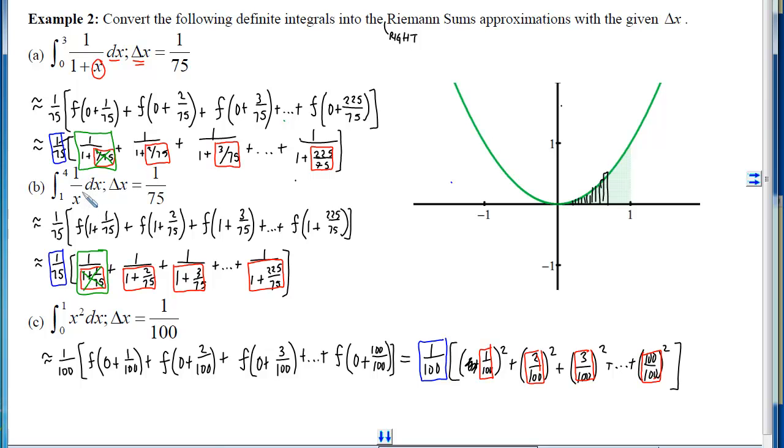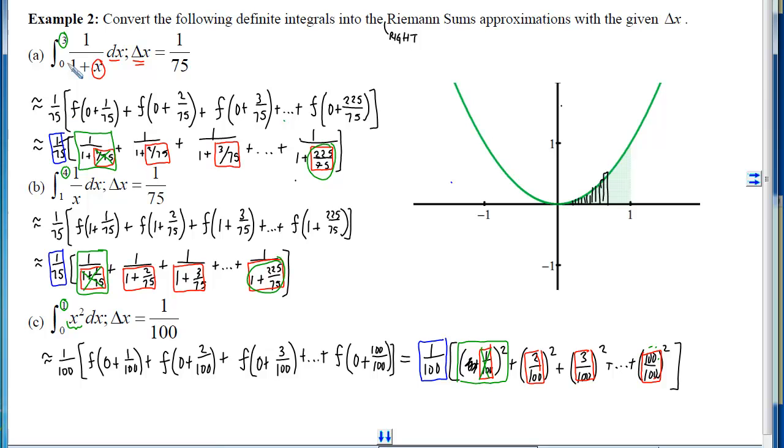Now the last thing we're going to have to figure out are the a's and the b's. The b, this number on top, is our last right edge. So it was our final input. 225 over 75 gives me the 3. Similarly here, the last box has a 4. So that means my upper limit is a 4. So let's apply that down here. We can see that the box turns into an x and the entire thing here becomes the function. So x squared is the integrand of the function. My upper limit, 100 over 100, becomes that 1.